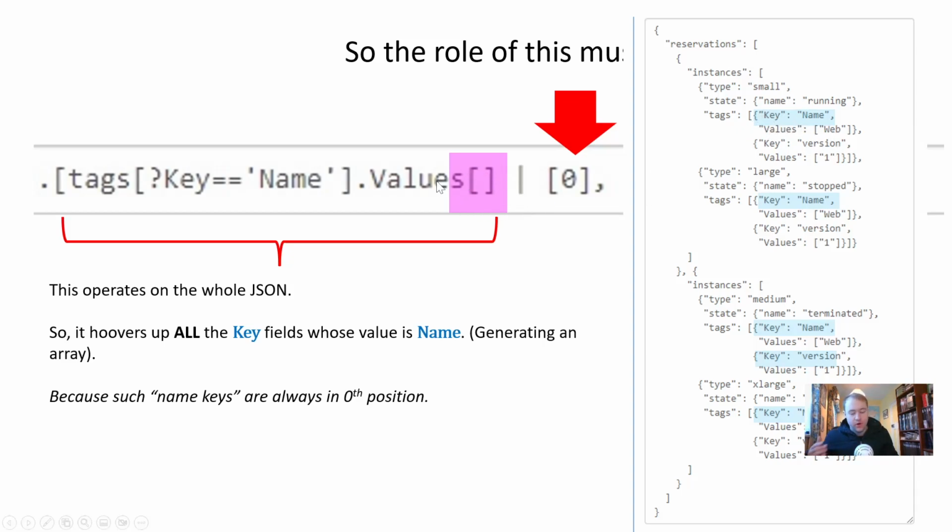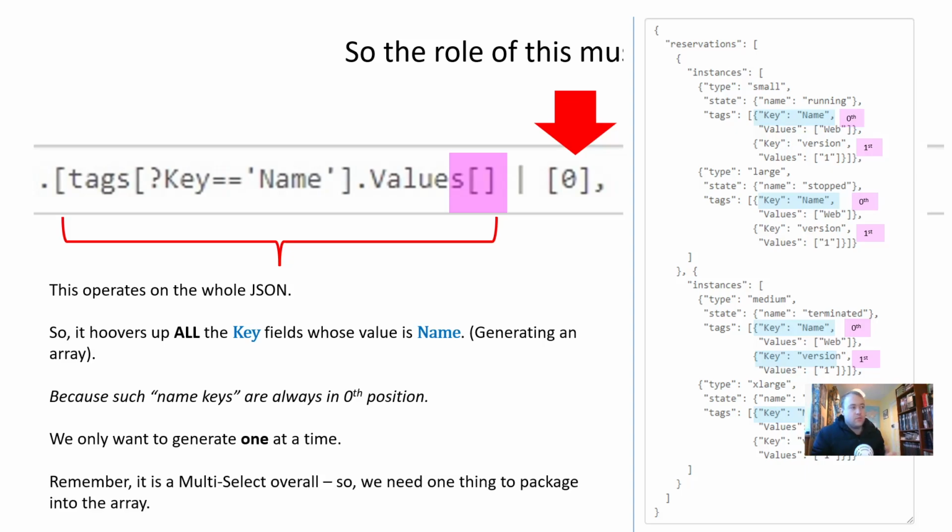And we've got that principle, the index is internal. So here we can count within the tags key 0th first. Within this tags key, 0th first, 0th first. Because we only want to generate one at a time, that's what the red arrow one is doing, I think. Remember, it's a multi-select overall, so we need one thing to package into the array.